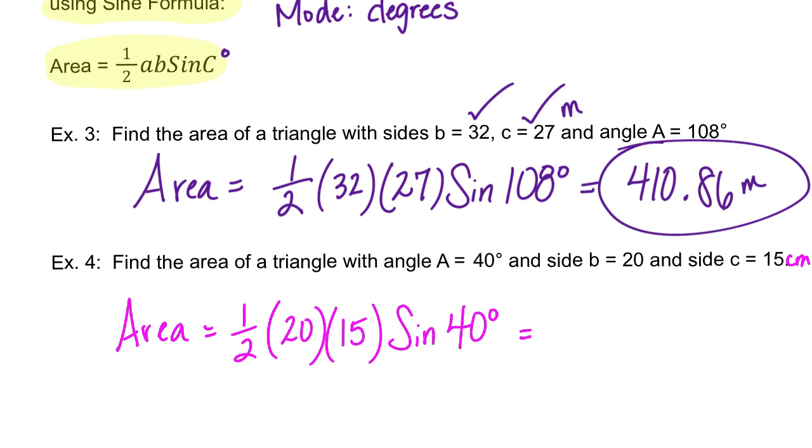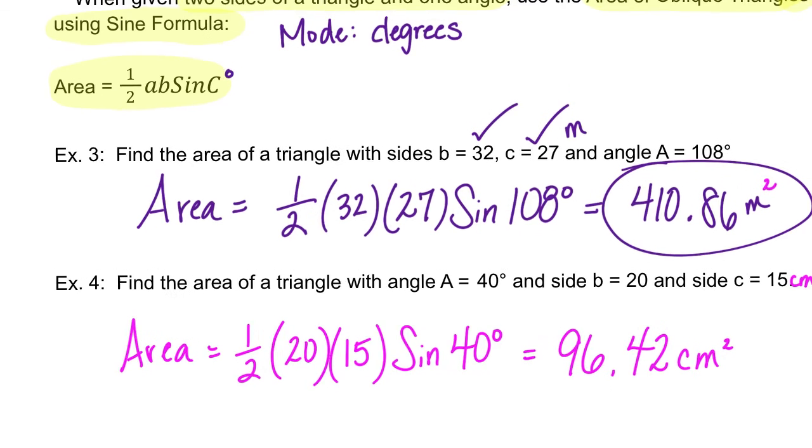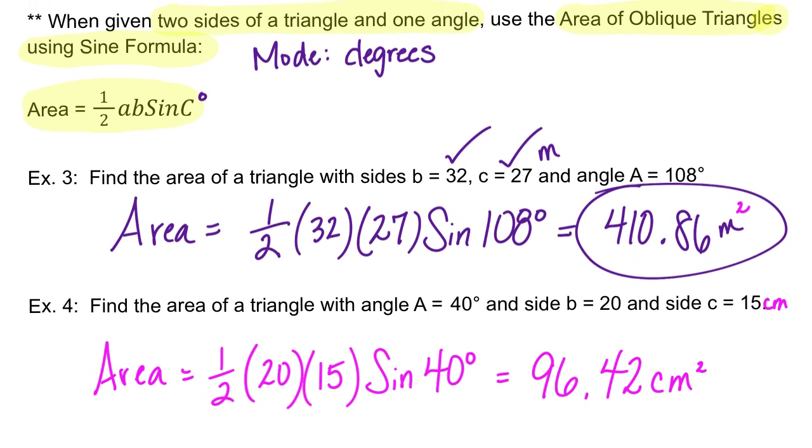All right, so when I put this in my calculator, I got 96.418, which rounds up to 96 centimeters squared. I forgot my squared over here. And those are the area of a triangle when given one angle and two sides.